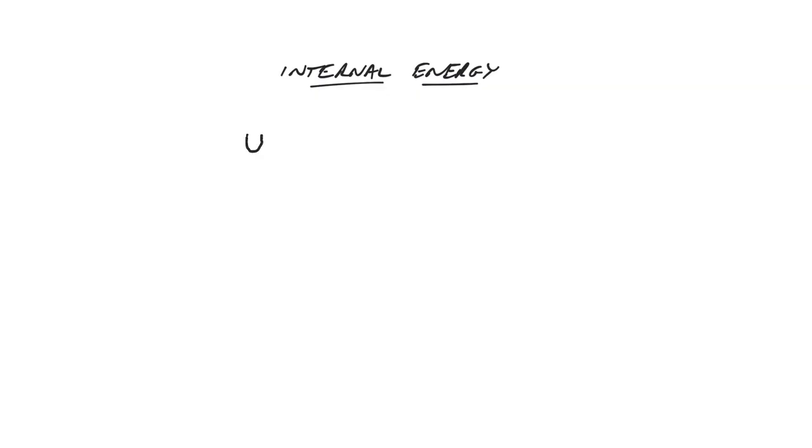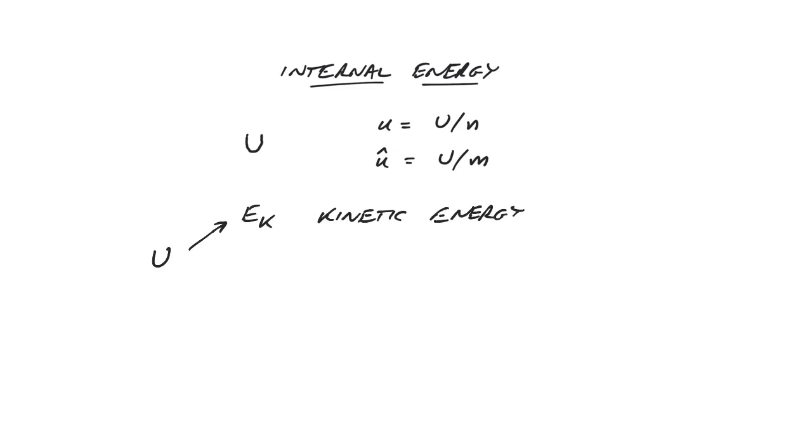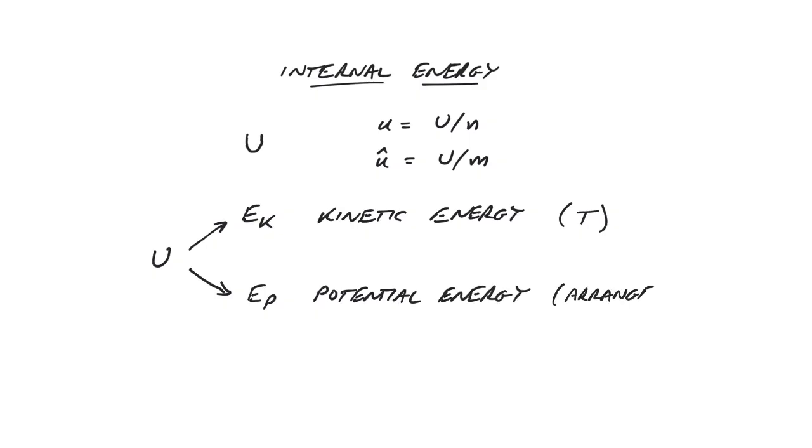Internal energy is extensive, but like many other properties, we can also define an intensive molar or mass-specific internal energy, symbolized here as U or U hat. The internal energy is often subdivided into kinetic energy, EK, which is possessed by individual molecules and is closely associated with temperature, and potential energy, which is more of a latent or hidden form of energy that depends on the arrangement of molecules within the system.